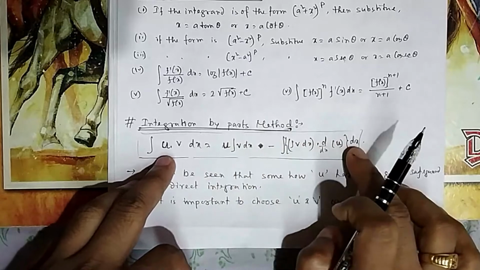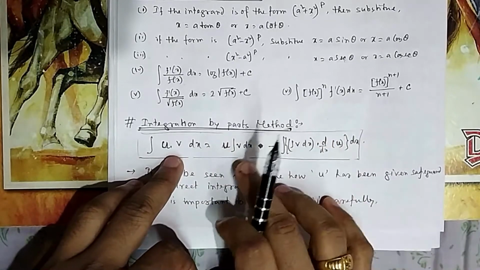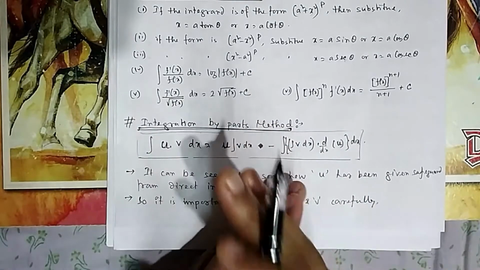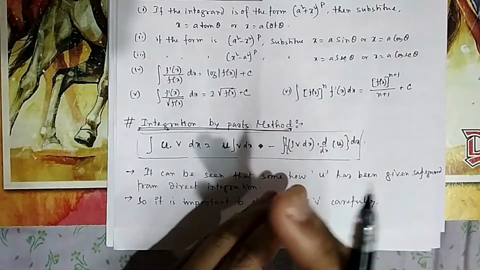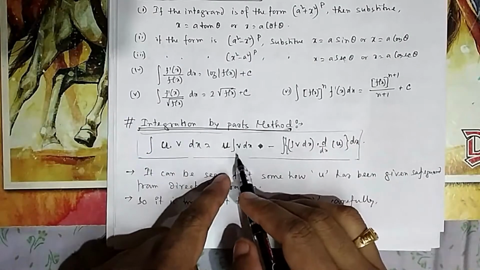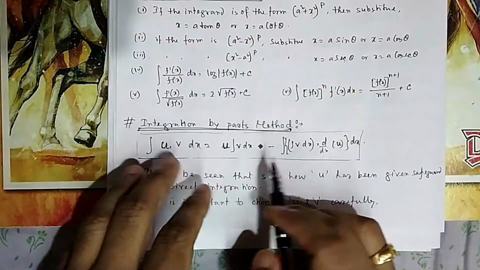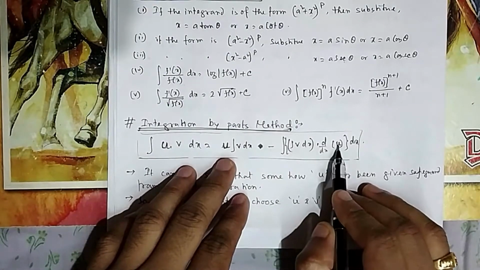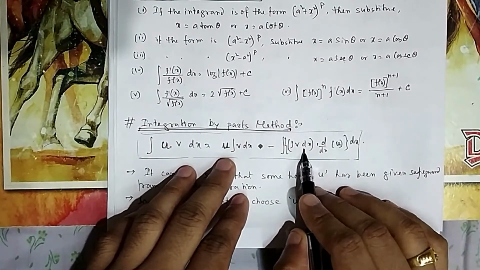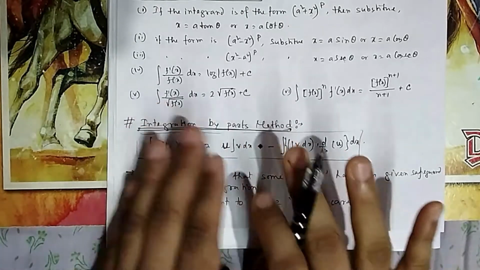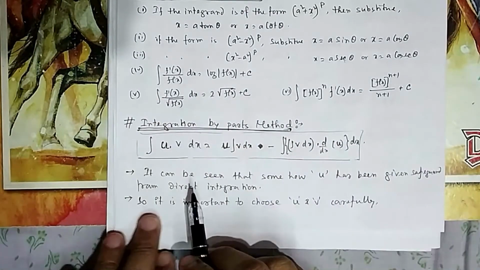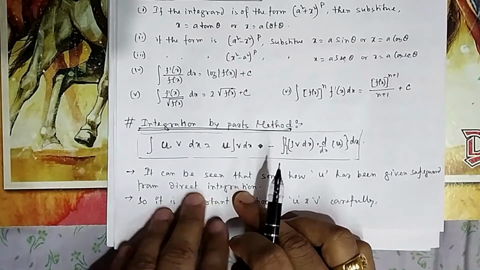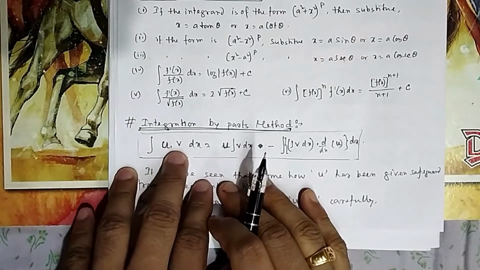Now you see this carefully. In this expression, u is always given a safeguard from direct integration. U does not come directly under the integration sign. You can see here also u is safeguarded; here also you are not directly integrating u. You are taking the differentiation of u, multiplying with something, then integrating. So u has been given some safeguard from direct integration. That is why you have to be very careful about which one should be u and which one should be v.